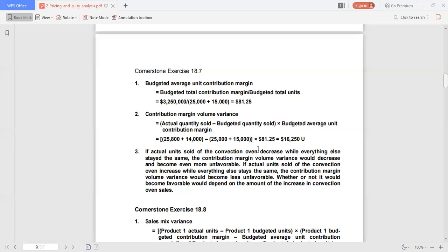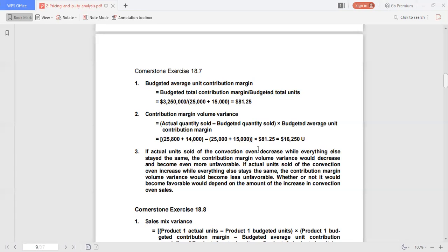Now, anyway, you have here the comparison of the budgeted and the actual amounts. So if actual units sold of the convection oven increase while everything else stays the same, the contribution margin volume variance would become less unfavorable. Whether or not it would become favorable would depend on the amount of the increase in convection oven sales.